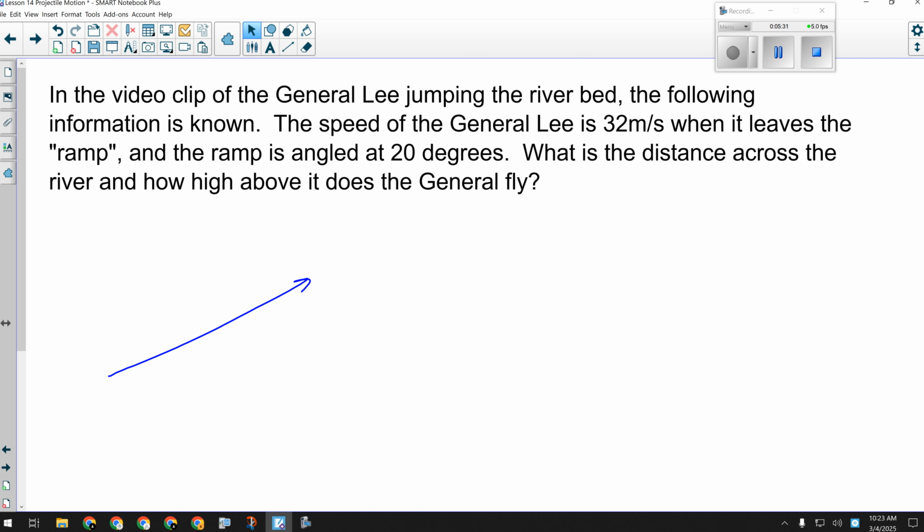This is our projected or launch velocity. Okay? In this question, we're told that that velocity is 32 meters per second. So I know the length of this vector is 32 meters per second, and it is angled 20 degrees above the horizontal. Okay. Now, as we watched the car fly through the air across this river, okay, it did this.